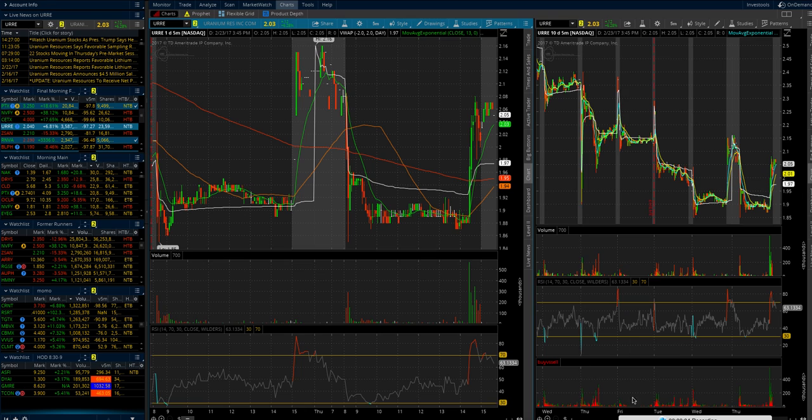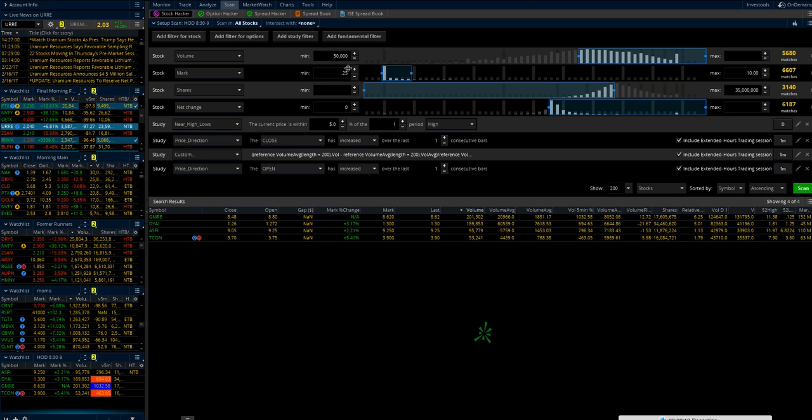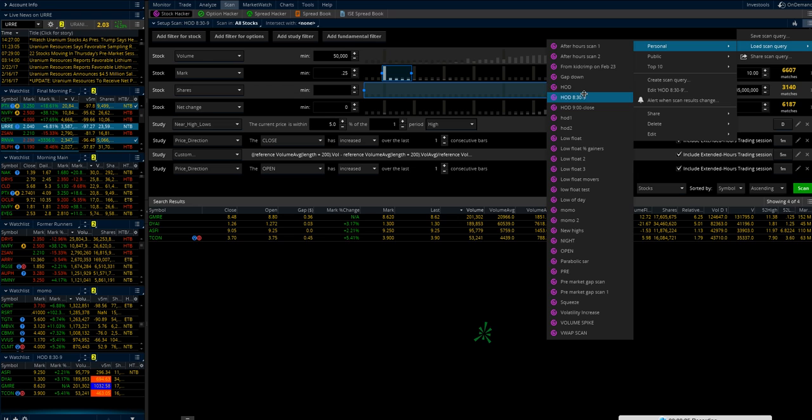Alright, so I have a couple of scans that I created over the course of however long I've been trading. I've had all these high day and low float and momo scanners that I've attempted to rework and get them to work.